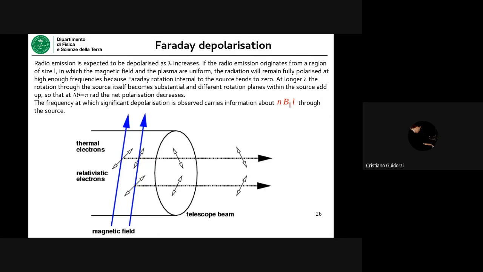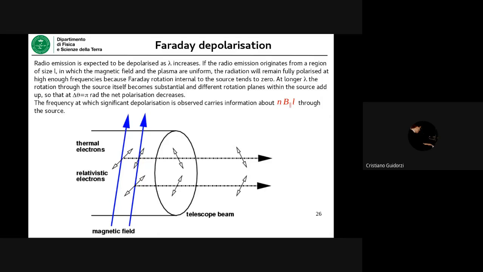Because of the very same Faraday rotation effect, as a matter of fact, the resulting polarization is suppressed, if not completely, then significantly suppressed. So it's depolarized. And this is telling you something not only about the plasma density and the magnetic field within the source, but also about the size of the source itself. Of course, the more compact the source, the smaller the impact of the Faraday depolarization.